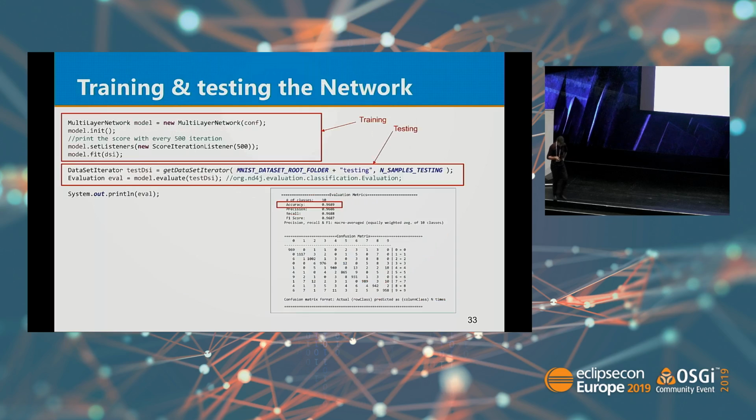Here is how we can train the network. With this fit API, the training will take quite a while, but at the end, we can build the dataset iterator from the testing data, and then evaluate the test. You can see that here we have an accuracy of about 96%.